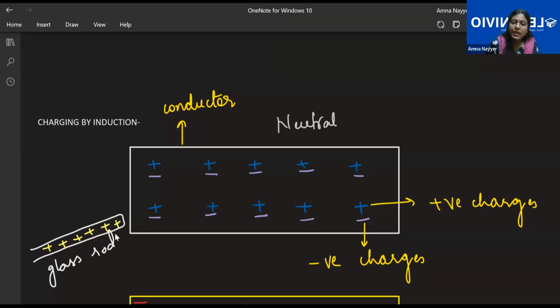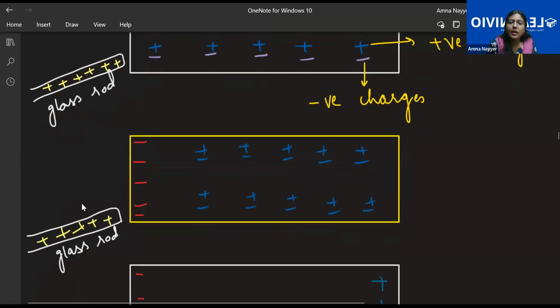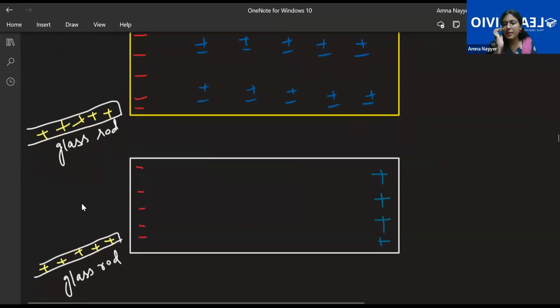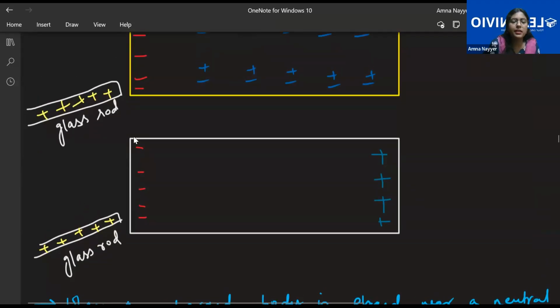I brought a glass rod and made this glass rod completely positively charged. So what do you think, Marwa? Which kind of charges will be attracted towards the glass rod, positive or negative? Negative. So one by one, the negative charges will start coming towards the glass rod like this. And ultimately, the positive and the negative charges will be separated like this. This method is referred to as induction.